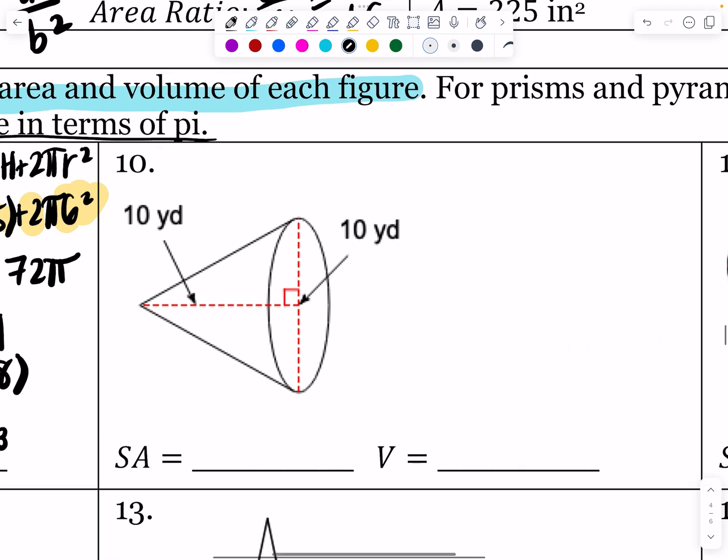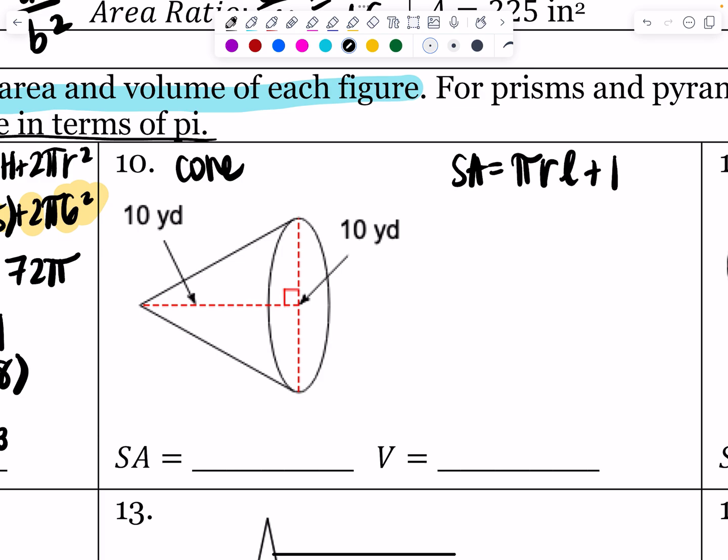All right, number 10. What shape is number 10? Number 10 is going to be a cone. And so for the surface area formula, we're going to have pi r L plus 1 base, which is going to be pi r squared. So we just need our radius. Our radius, of course, is going to be 5 yards because it's halfway across this diameter. And so I'm going to cross out that 10 so I don't use it again. And then we need our slanted height.